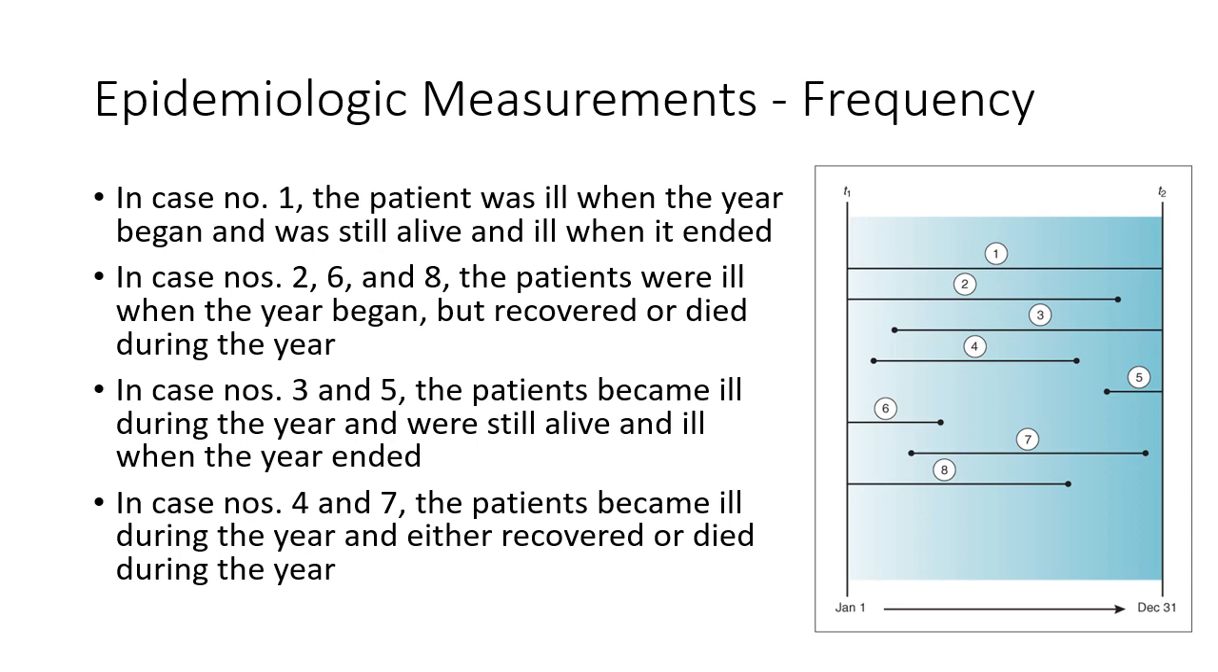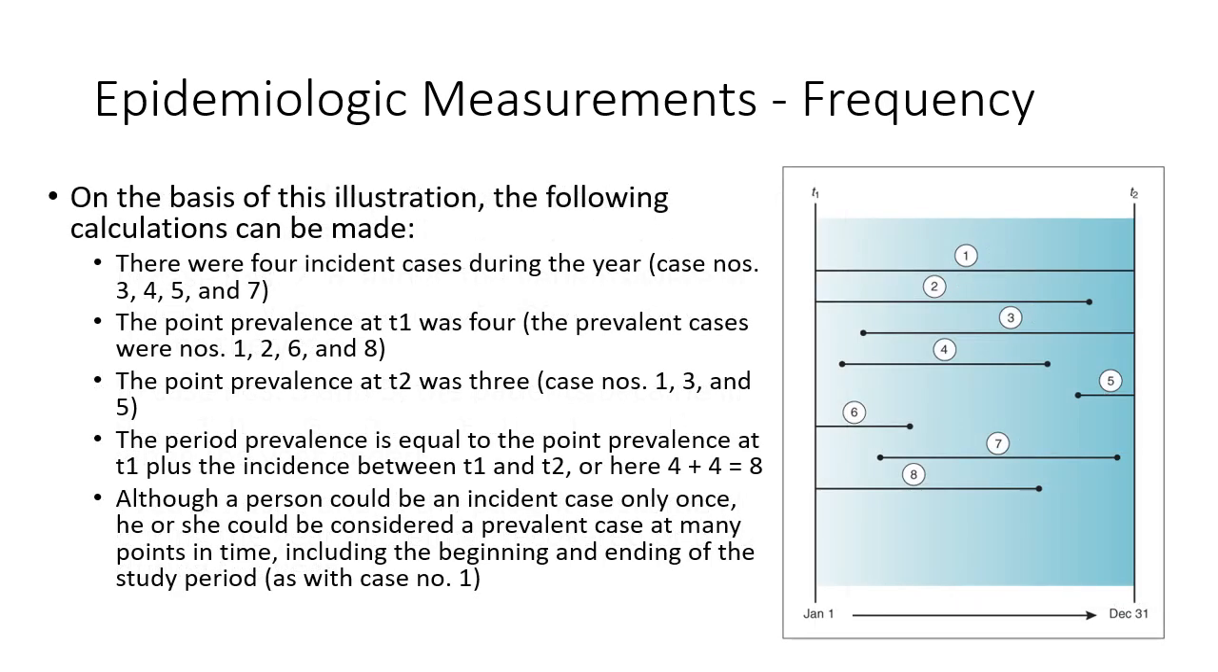Death also happens. So looking at this, we can look at some different factors here in regards to incident and prevalence. So again, looking at the 4 incident cases that we already described, 3, 4, 5, and 7 fit that bill, right? These are newly diagnosed cases during the time period here. So these are incident cases that were discovered. Now the point prevalence at T1, as we mentioned, was 1, 2, 6, and 8. That makes sense because they already had the disease right at the starting point on January 1. The point prevalence at T2 was again 1, 3, and 5. That makes sense.